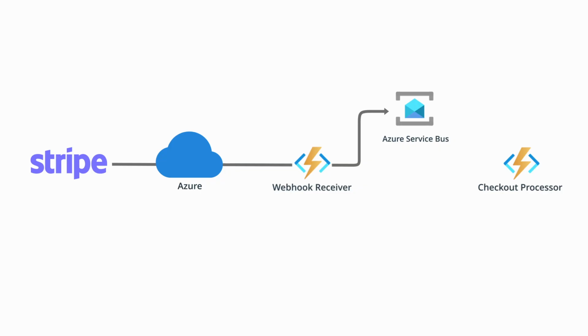Then, we have another serverless function, the checkout processor. This will just be sitting around and observing the queue, waiting for new work items to get queued up. Whenever new checkout messages are available, it'll pull them out of the queue and start processing those orders. Now let's switch over to our editor and take a look at the code.